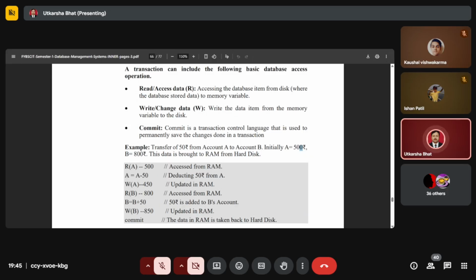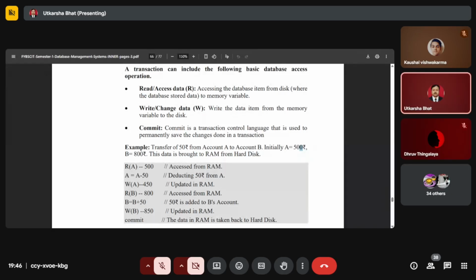This data is brought to RAM from hard disk. RA is equal to, what, 500. R means access or read from RAM. A is equal to A minus 50, deducting 50 rupees from A.